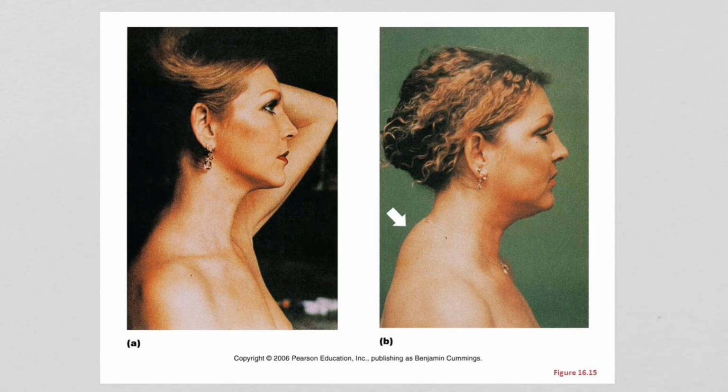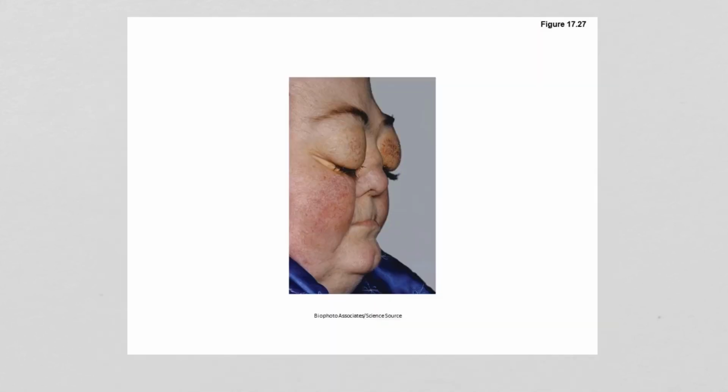And you can also see that her face looks a little puffy as well compared to the picture on the left. And finally, here's the photo from your textbook of Cushing's syndrome, and you can see she has what seems to be a very swollen face, often called the moon face. So that covers Cushing's syndrome.